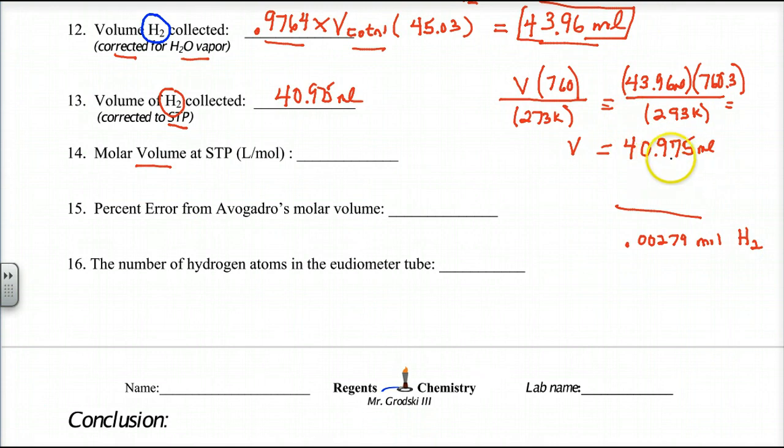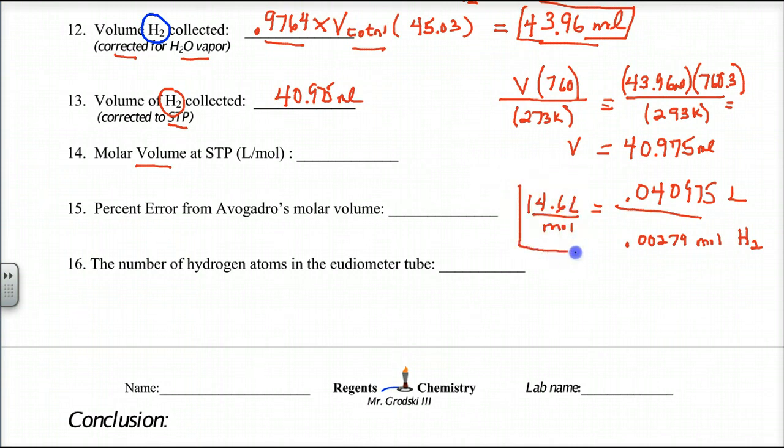Now, convert this to liters: 0.040975. That's liters now. I'm going to take that 0.040975 and divide by 0.00279. And I get 14.6 liters per mole. Now, if I used real numbers, my number would come close to 22.4 liters per mole. So I found the liters per those small amount.